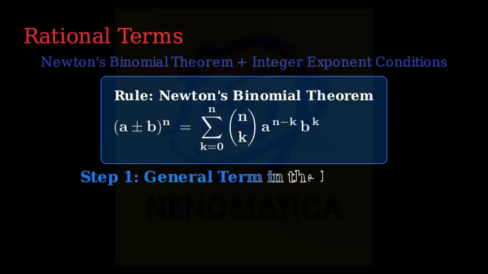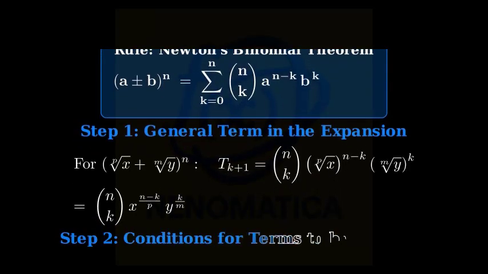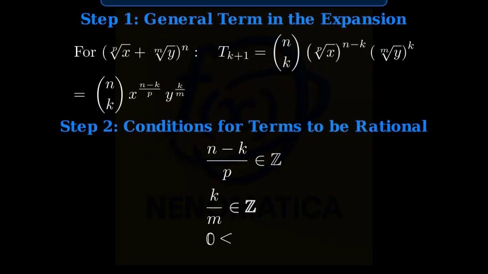Step 1. Express the general term in the binomial expansion. Step 2. When is a term rational? Exactly when both exponents are integers. That means 1, (n minus k)/p is an integer. 2, k/m is an integer. And 3, k is between 0 and n inclusive.